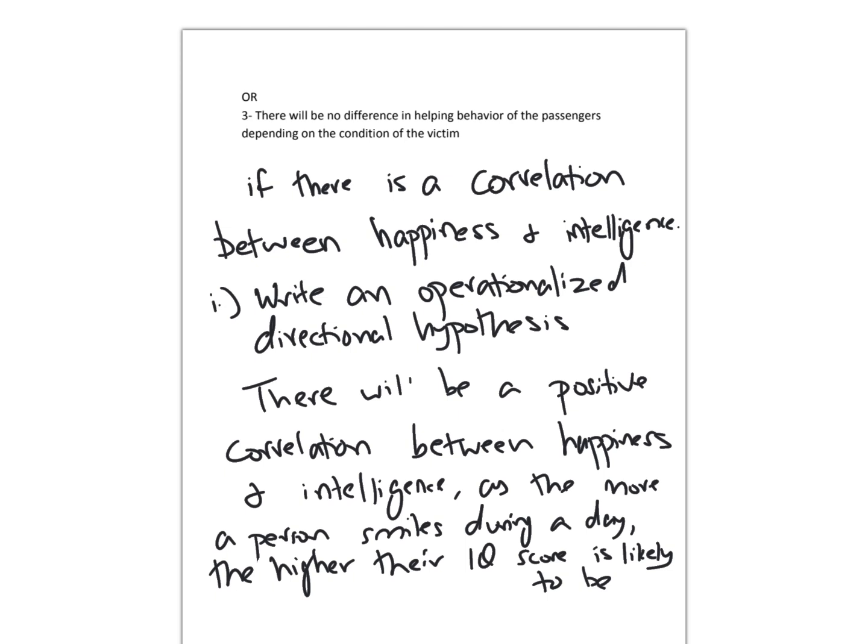Okay. A two-tailed hypothesis operationalized would be that there will be a relationship between how much a person smiles and how high their IQ score is. Okay, so that would be a two-tailed, and a null hypothesis operationalized for a correlation would be: there will be no correlation or no relationship between how much a person smiles and how high a score they are likely to get in an IQ test.